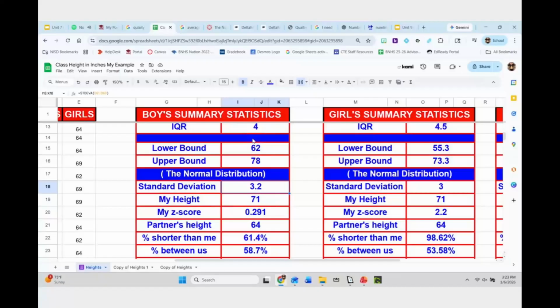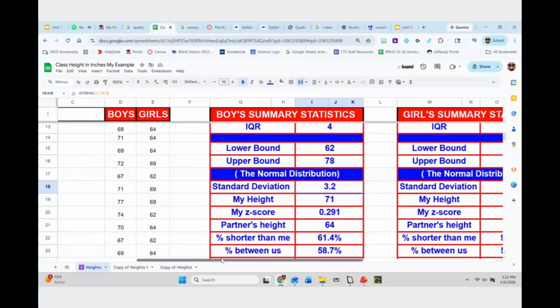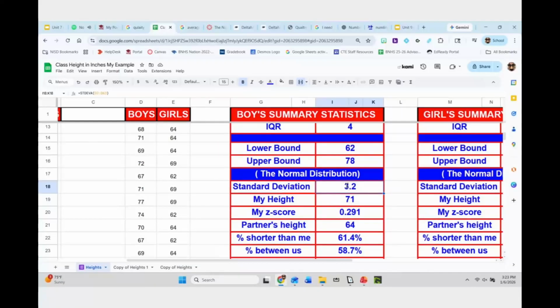So this is boys' summary statistics. The boys' height is in column D. So I'm going to do, that's what that should look like. And I also am not going to do, I tried this, I think on standard deviation, you want to just select, because it gave me something different.